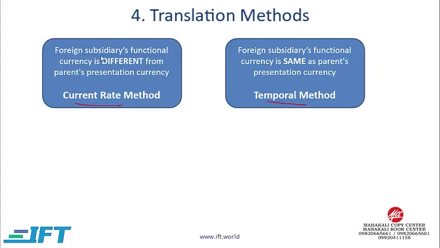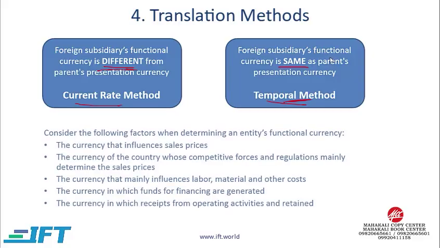If the foreign subsidiary's functional currency is different from the parent's presentation currency, then we use the current rate method. On the other hand, if the foreign subsidiary's functional currency is the same as the parent's presentation currency, then we use the temporal method. Now, clearly we need to understand what exactly is the functional currency and how do we decide on the functional currency of the subsidiary.